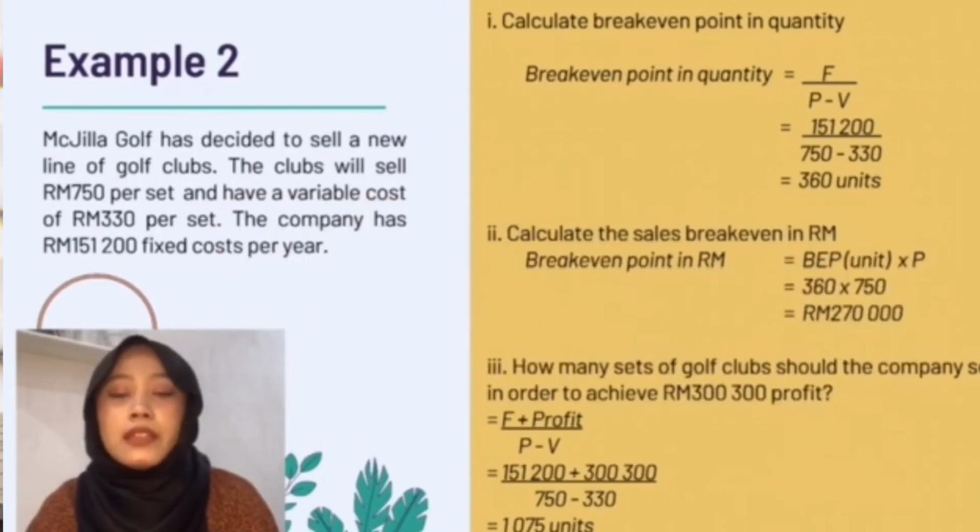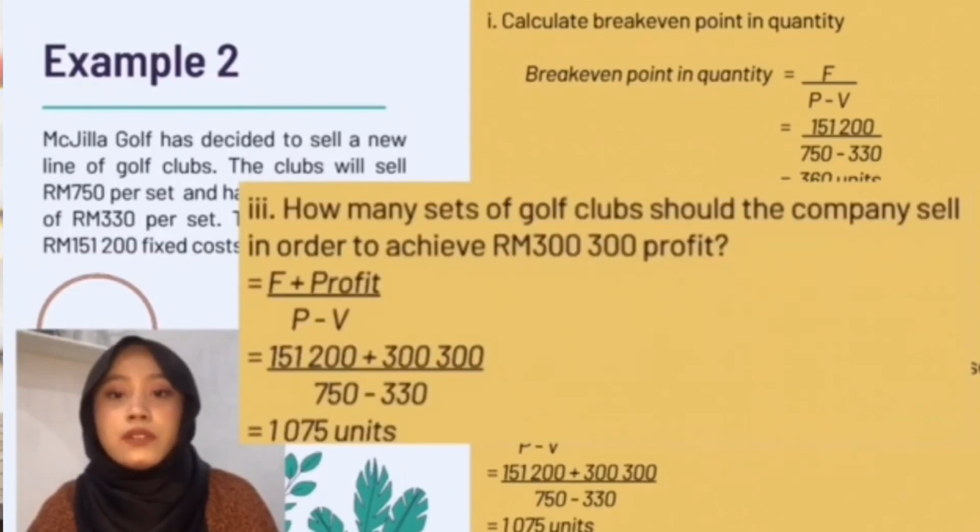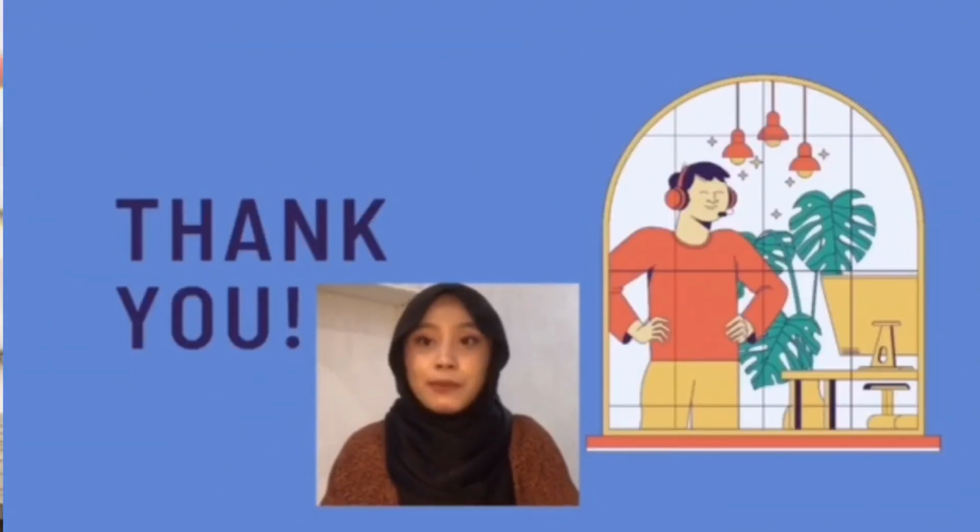270,000 ringgit. The last question is how many sets of golf clubs the company should sell in order to achieve 300,300 ringgit of profit. So the calculation is 151,200 plus 300,300 divided by 750 minus 330, and you will get 1,075 units. Okay, that's all from me and my groupmate. Thank you.